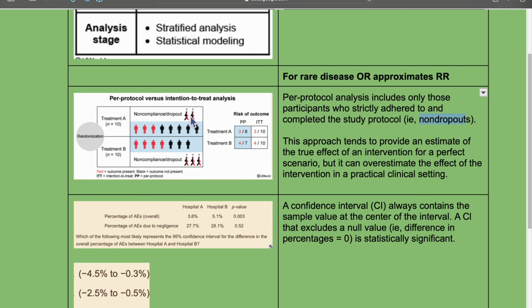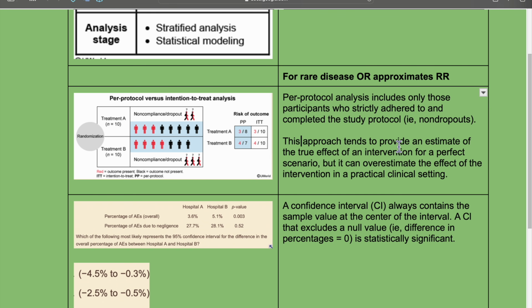2 dropped out in A, and 3 dropped out in B. So 3 out of 8 people and then 4 out of 7 people, whereas you do not take into account that 3 people dropped out here and 2 people dropped out from group A. Whereas in intention to treat, you take all of those into account and then you get 3 out of 10, and then 4 out of 10 for intention to treat, right?